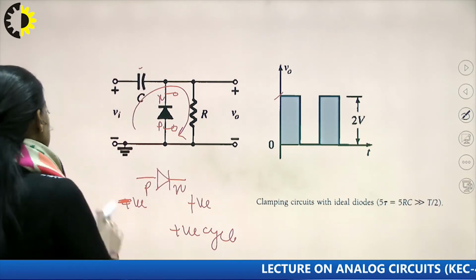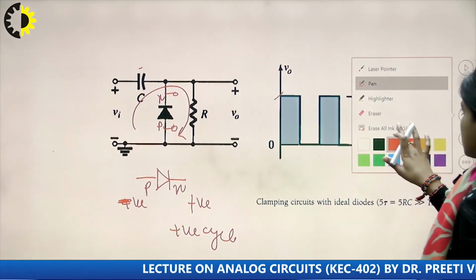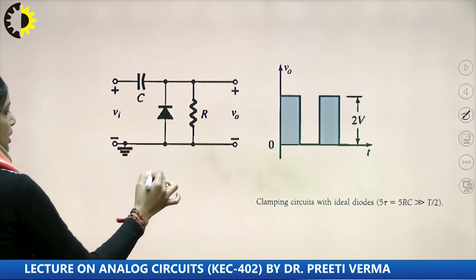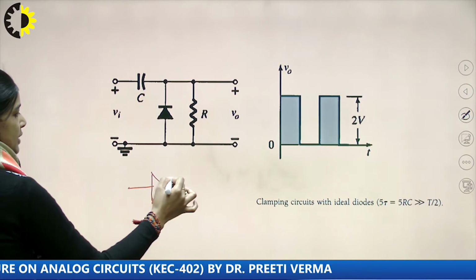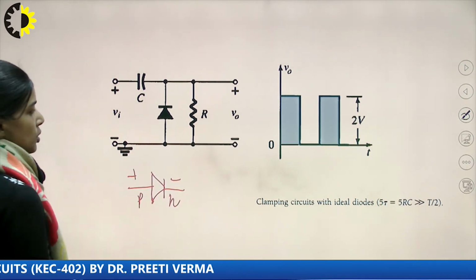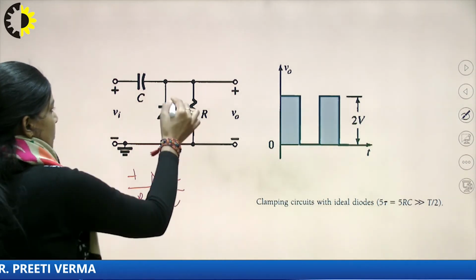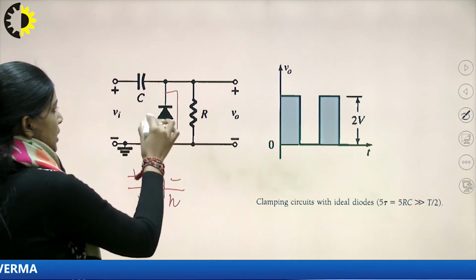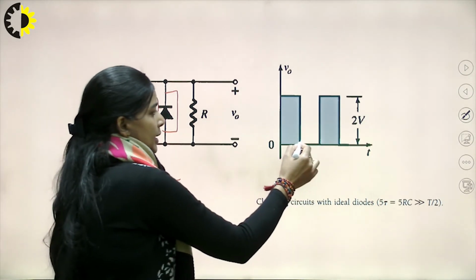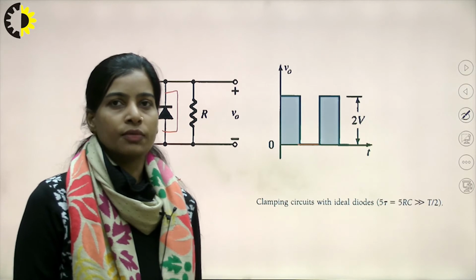During the negative half cycle, this diode will be forward biased. Here, for the negative cycle, it will be connected like this, P and N. So, it will be forward biased during the negative half cycle. So, it will be short circuited and current will follow this path. So, we do not get any output voltage for the negative half cycle of the input.